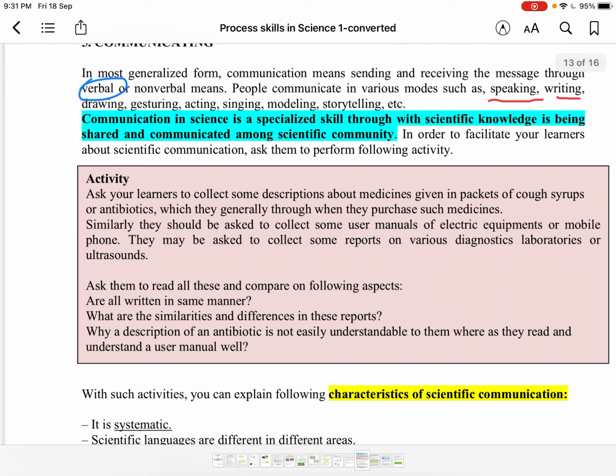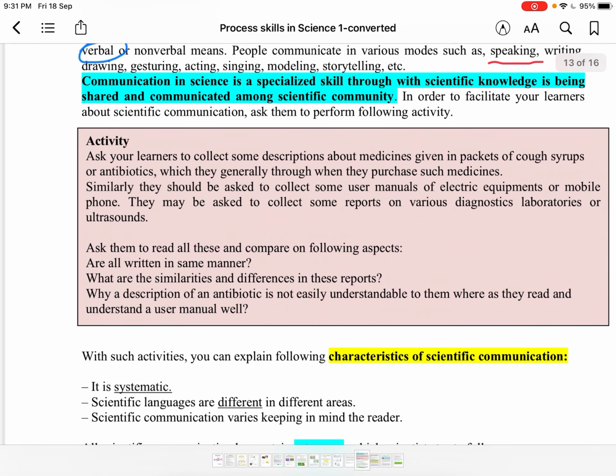Sometimes their own parents or relatives have such diagnostic reports given from the laboratory, or like ultrasound reports. Those things they can collect, and ask the learners to read all these things, which is the information given on the external packet of the cough syrup or antibiotics, or the user manual of the phone or of electrical appliances, and the diagnostic report of any individual.